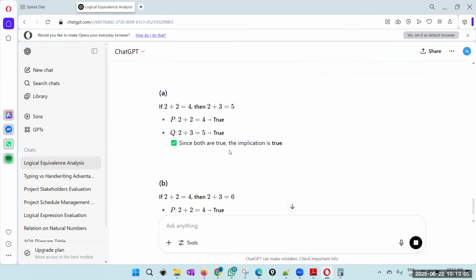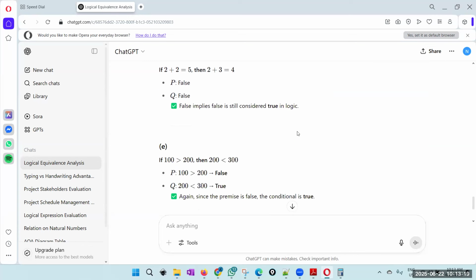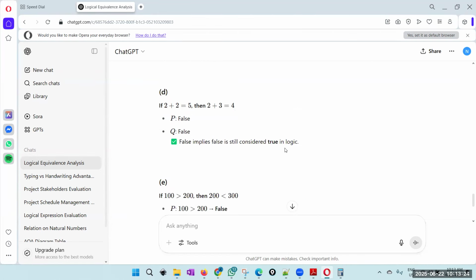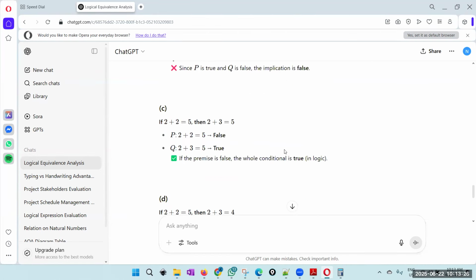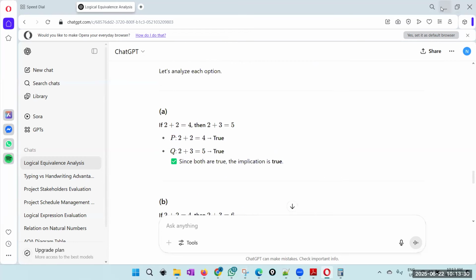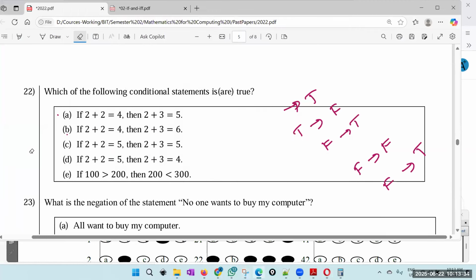Right. So true. Since P is true and Q is false, correct. I think ChatGPT just goes by the truth table. Right. If the premise is false, the whole condition is true. Yeah. So ChatGPT also just goes by the truth table, right? That is the only explanation I also can give, right? So same explanation, just go by the truth table, right? But yeah, so you can ask for a real world analogy.